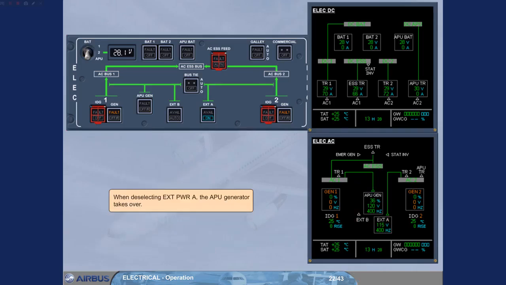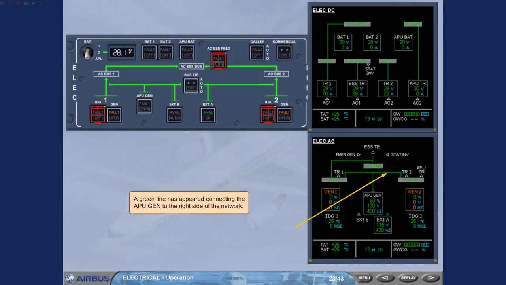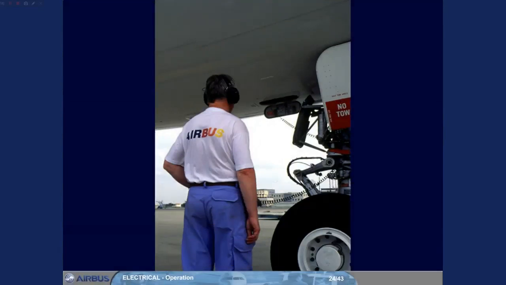When deselecting external power A, the APU generator takes over. A green line has appeared connecting the APU generator to the right side of the network. Let's look for a moment at the outside of the aircraft to see the only item associated with the electrical system on the walk-around. You should check that the ground electrical power door is closed, if not required.